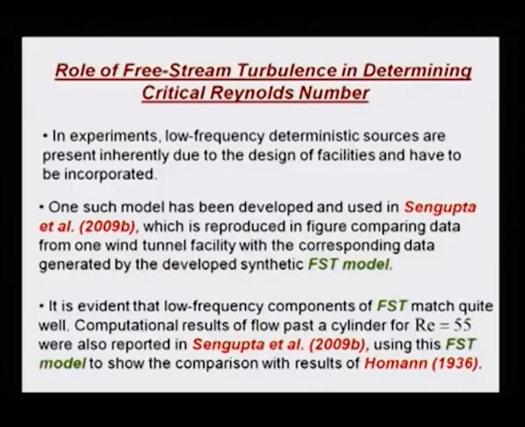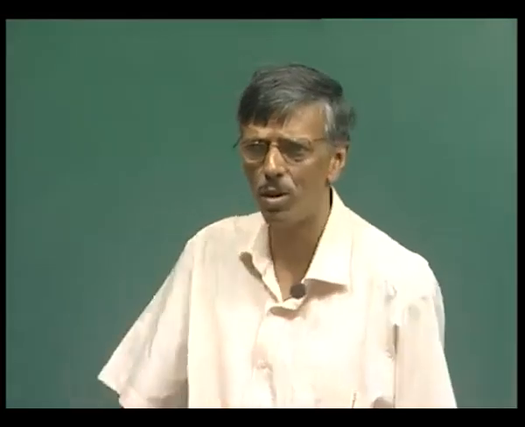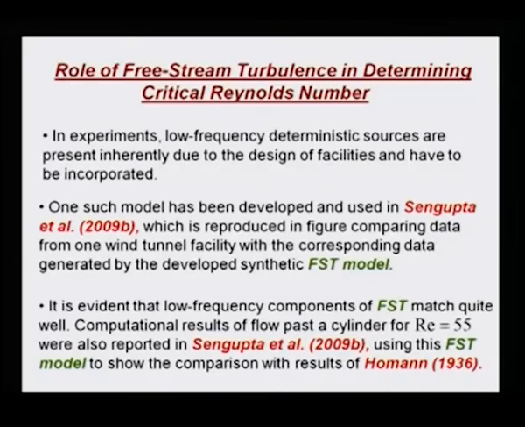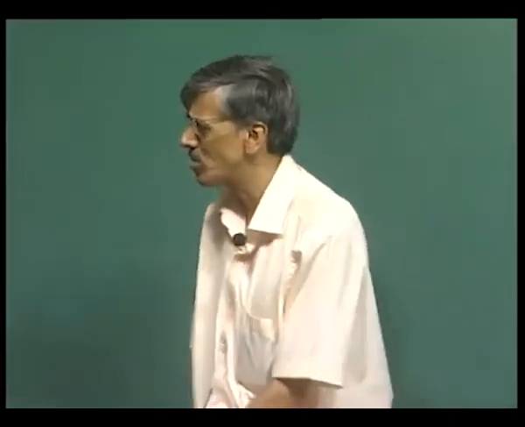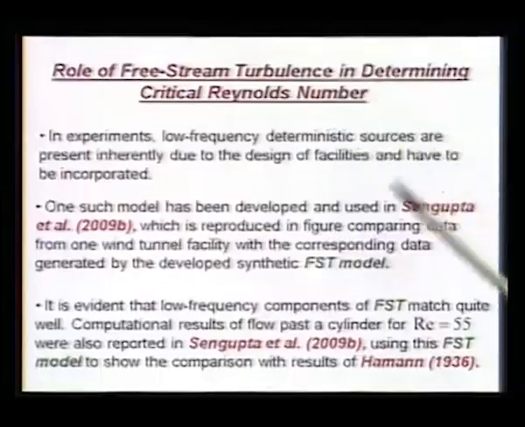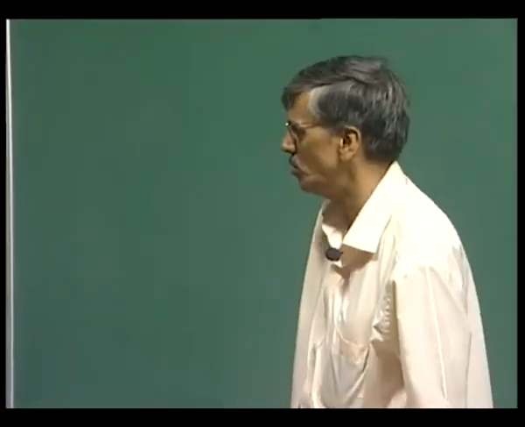And in experiments, as I told you, there are low frequency deterministic sources because of the way the fan is positioned, because of the way the honeycomb and the screens are. That creates a kind of a deterministic source. So, if I am trying to develop a model of turbulence with respect to some experimental data I am trying to simulate, then I must introduce that deterministic source, right. This is what we need to do.